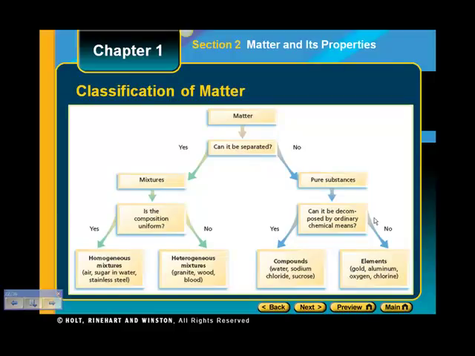So we classify matter into some different categories: mixtures versus pure substances. Mixtures can either be homogeneous or heterogeneous, and pure substances can either be compounds or elements. Elements can't be further subdivided, as we said before. Compounds could be, but if left alone, they'll stay rather pure. They can still be considered a pure substance, even though they're not an element.